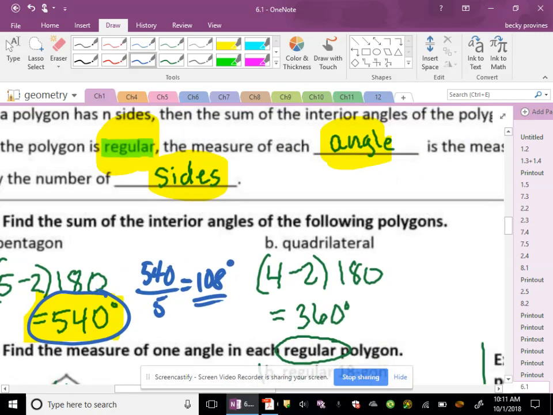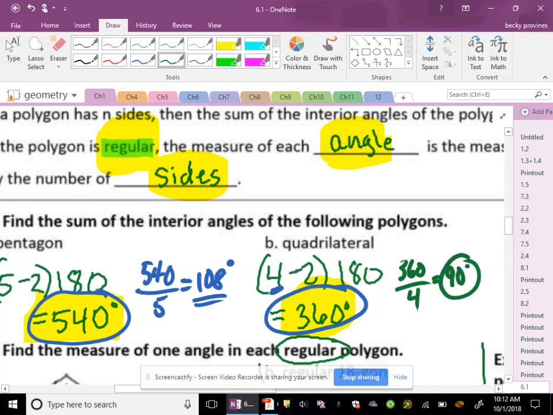Okay, quadrilateral, that's 4 sides. So I have 4 sides and I subtract 2. So 2 times 180 is 360. Now, how do I find each angle? I'm going to take 360 and divide it by however many angles I have, and I have 4. Or you could say how many sides you have, either way. And so when I do that, I get 90.